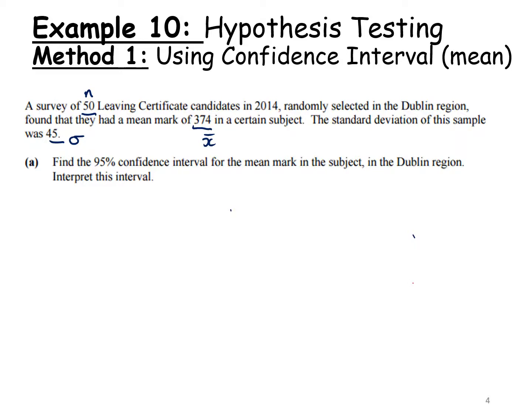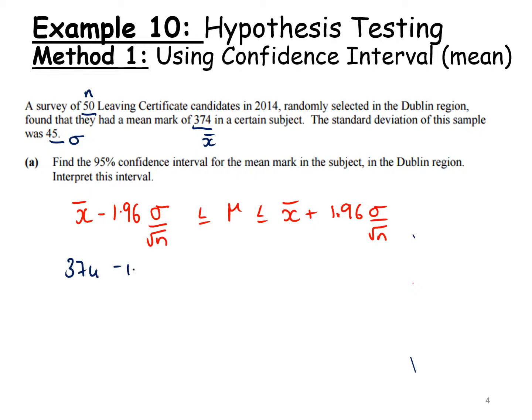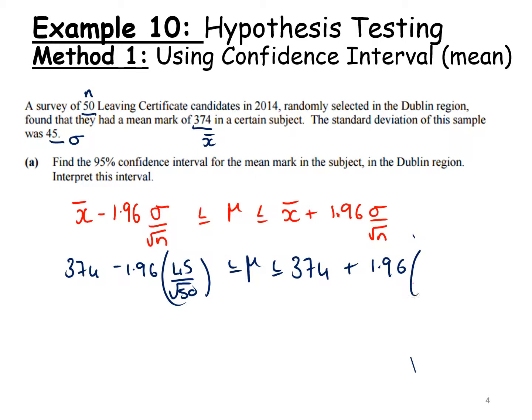Okay, so the first thing we're going to do is write down our formula, which is x bar minus 1.96 times the standard error of the mean, which is sigma over root n, is less than or equal to mu, is less than or equal to x bar plus 1.96 sigma over root n. So we start with 374 minus 1.96 times 45 over square root of 50, is less than or equal to mu, is less than or equal to 374 plus 1.96 times 45 over root 50.